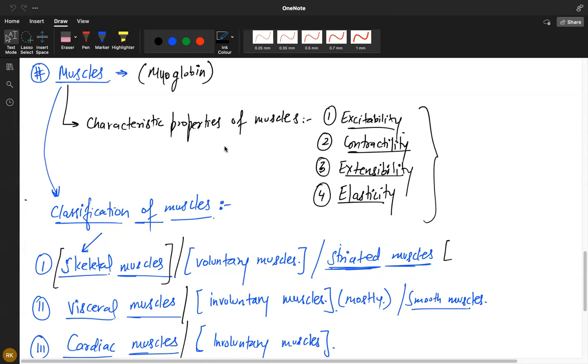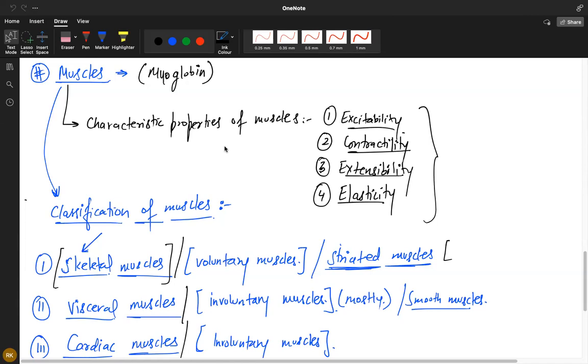Okay, so for classification of muscles, you have skeletal muscles, visceral muscles, and cardiac muscles. Skeletal muscles are voluntary muscles, and visceral muscles and cardiac muscles are involuntary. You will have questions on this part, such as writing differences between different types of muscles in the body. So the first thing you will write is there are three types: skeletal, visceral, and cardiac.